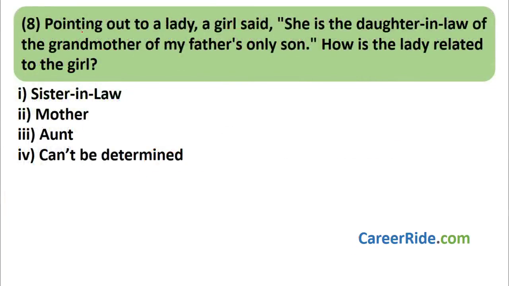Question number 8. Pointing out to a lady, a girl said, she is the daughter-in-law of the grandmother of my father's only son. How is the lady related to the girl? Now this is a type 1 sum. Okay, that means we have to trace from last. Now you might see this sentence and say this is very easy, we can directly find the answer and all that stuff. But please be very careful. Okay, please check out all the possibilities.